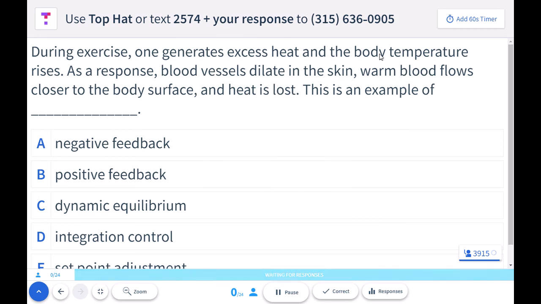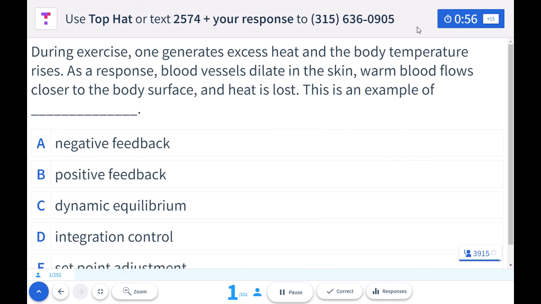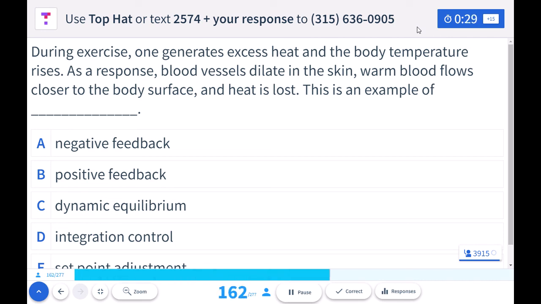So, let's poll the audience. I'm going to add a 60-second timer here. During exercise, someone generates excess heat and the body temperature rises. As a response, blood vessels dilate in the skin, warm blood flows closer to the body's surface, and heat is lost. What is this an example of? So before you answer the question, let's dissect the question. Somebody is heating up, and in response to heating up, they cool off. The response is opposite to the signal that triggered it.